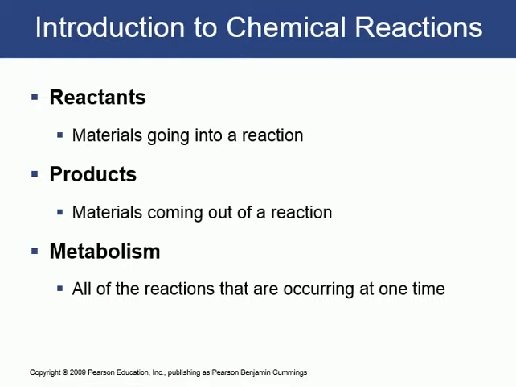Now we're going to talk about chemical reactions. The reactants are the materials that go into the reaction. I have sodium here, I have chloride here. Those two are called the reactants. The product is what's coming out of the reaction. In this case, what's the product of sodium and chloride, the two reactants? Table salt, or sodium chloride. This is called the product.